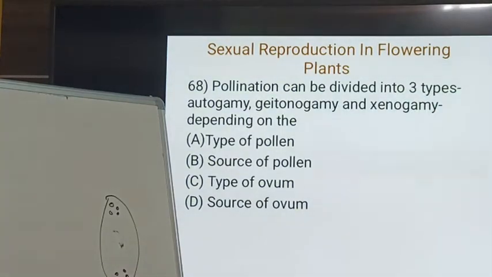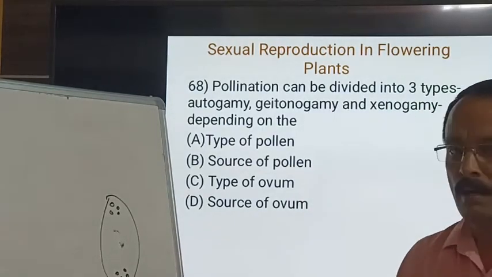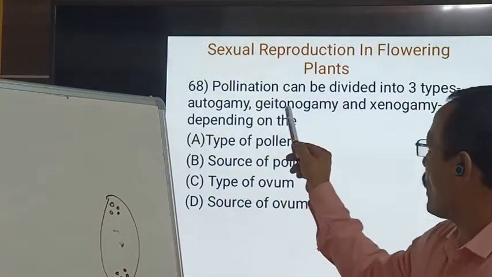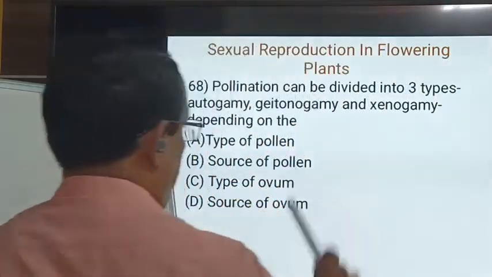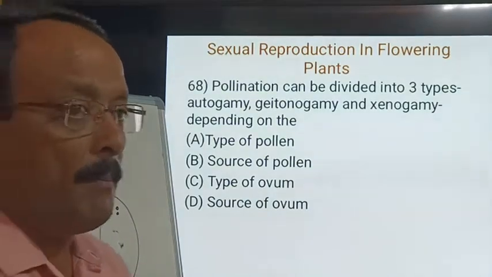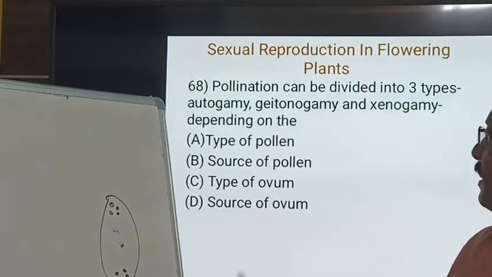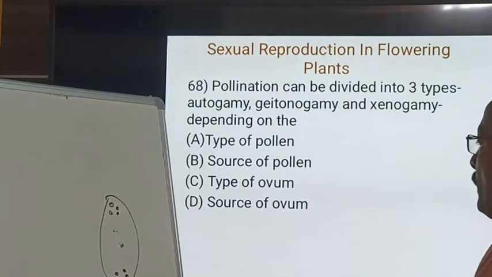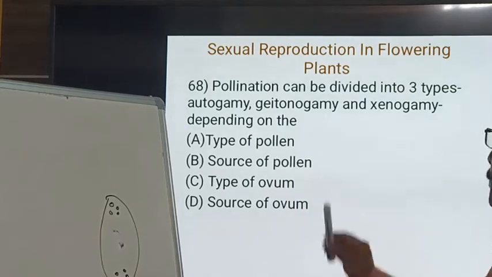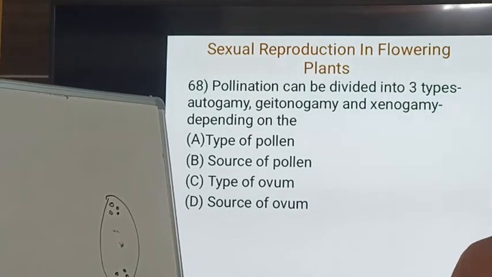Pollination can be divided into 3 types, as is well known: autogamy, geitonogamy and xenogamy, depending on the type. By which type we decide that the pollination is autogamy, geitonogamy or xenogamy. There are 4 options, based on the source of pollen, the type of ovum and the source of ovum as well.